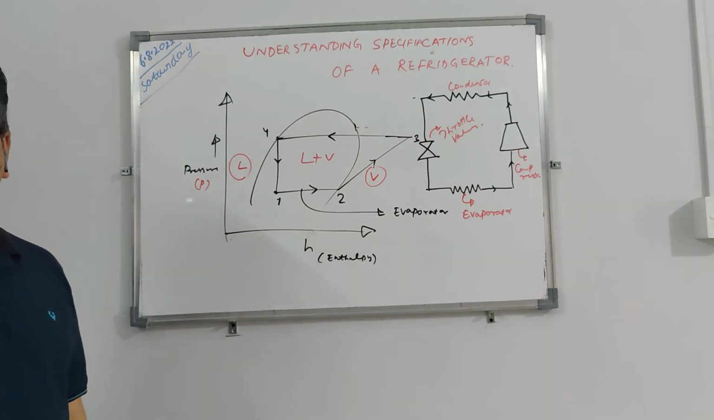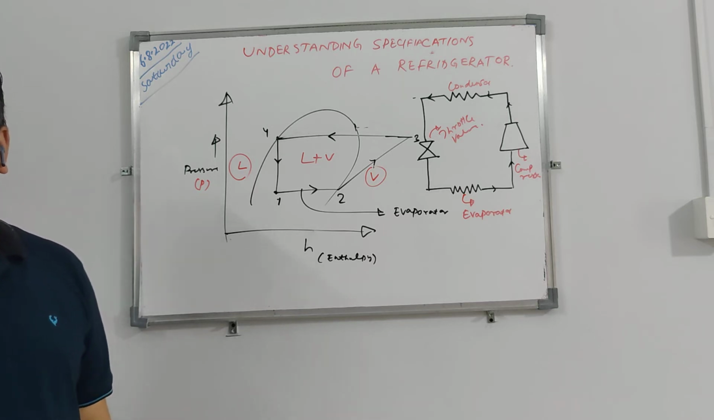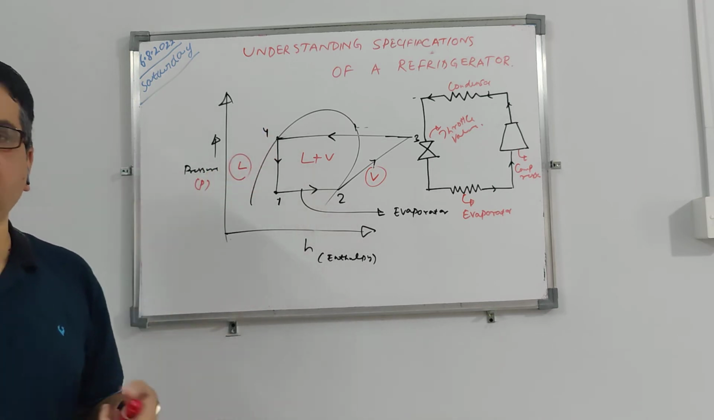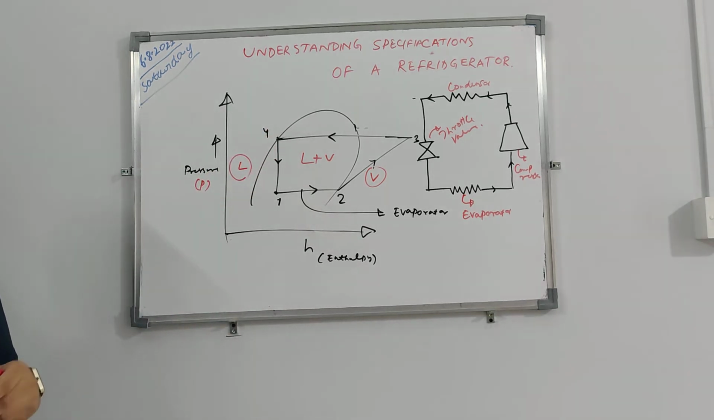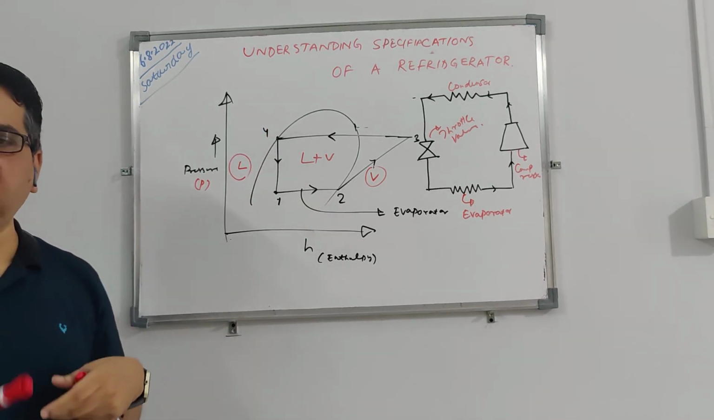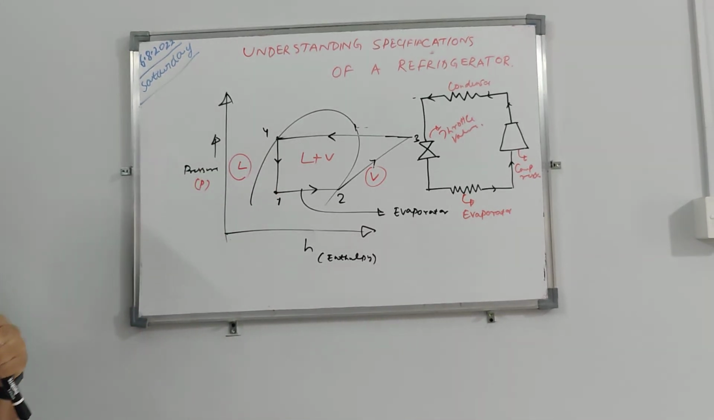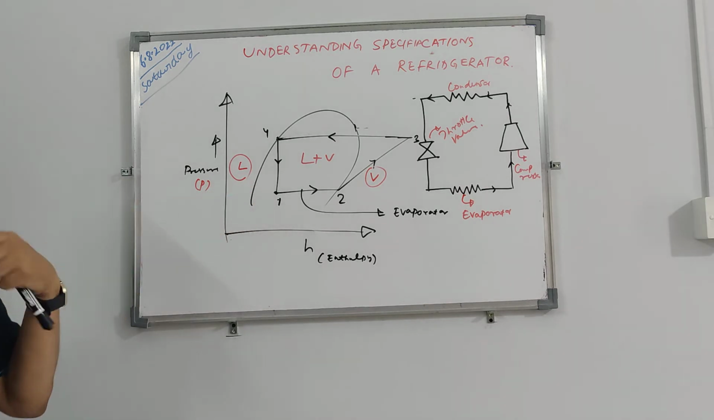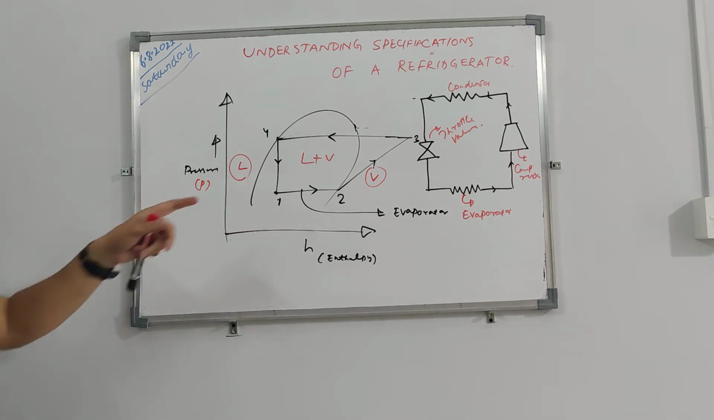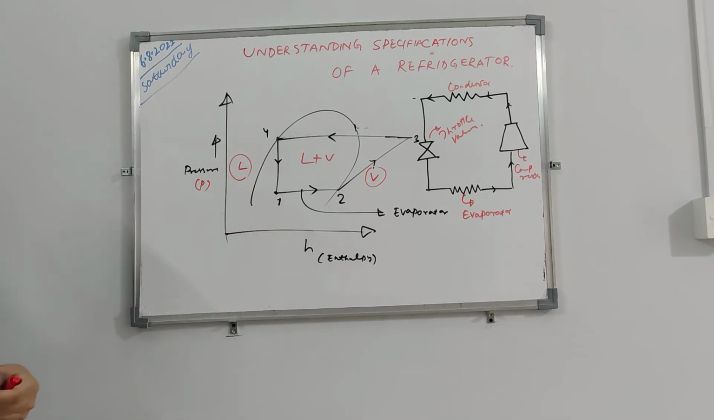When at 4 you have a high pressure liquid, when it passes through a throttle valve, the pressure drops suddenly. So that liquid gets converted to liquid plus vapor. Inside the throttle valve, you have a sudden drop in the pressure. If there is a sudden drop in pressure, the liquid will get converted into vapor. So what happens now?